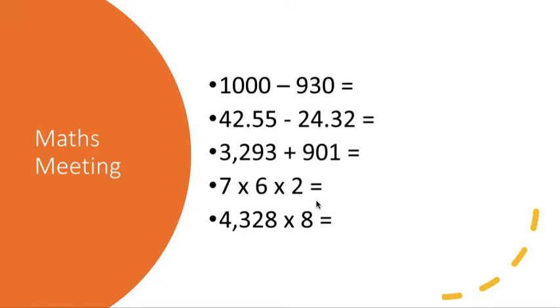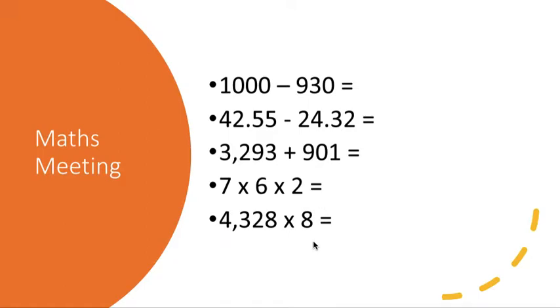Then we've got 7 times 6 times 2. And it's up to you which order you do this in. You could do 7 times 6, find the answer and then multiply it by 2. Or you could do 6 times 2, multiply it by 7. Or 7 times 2, multiply it by 6. You can mess around with the order that you complete these.